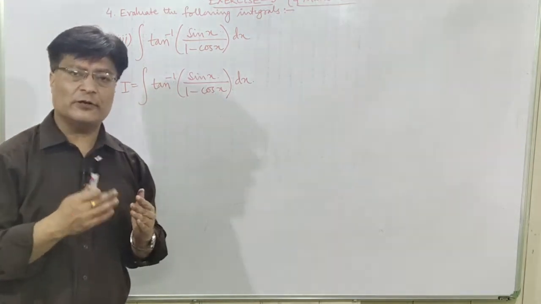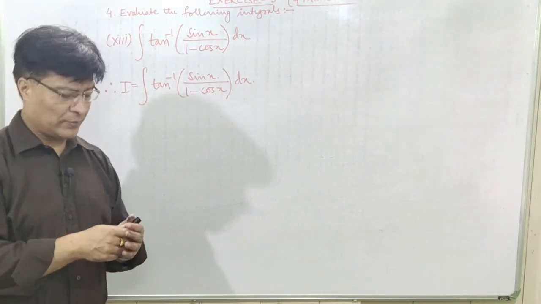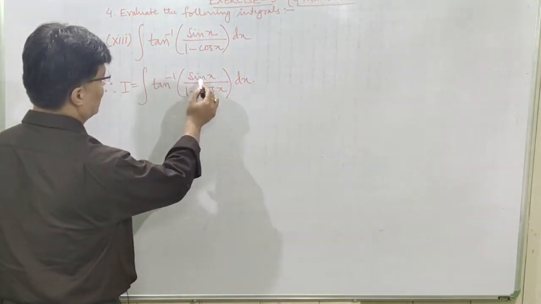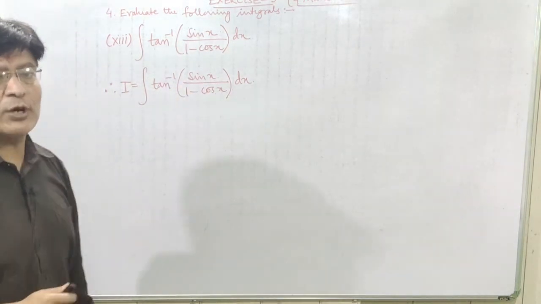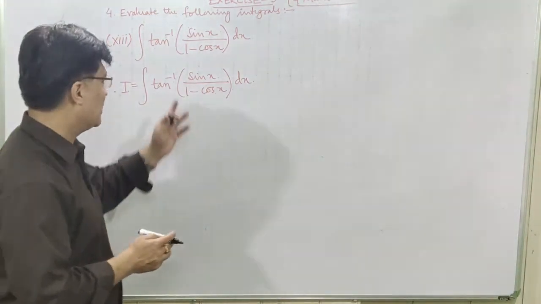First of all you have to simplify it. You cannot directly integrate it. Okay, so let us simplify it first. Within the bracket there is sin x upon 1 minus cos x. So you can use the formula from submultiple angles in trigonometry. You should know all these formulas, right?